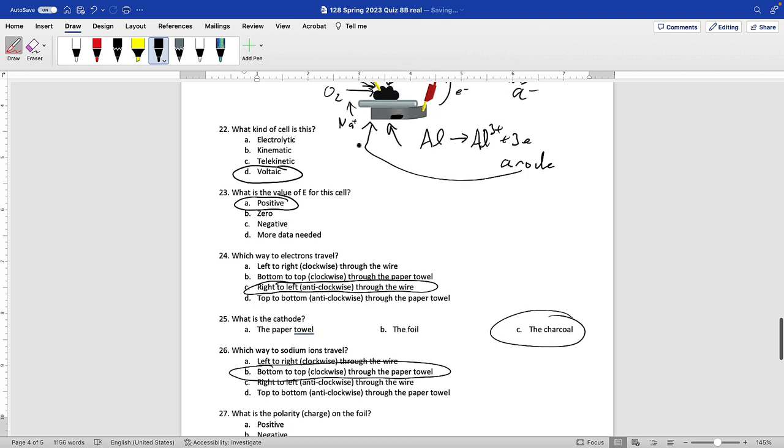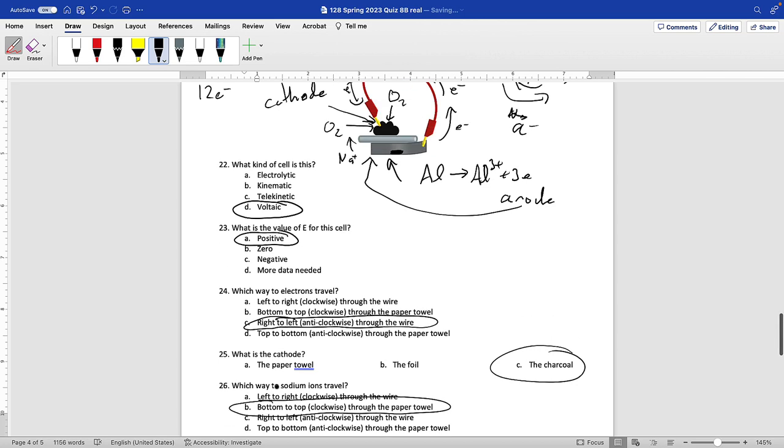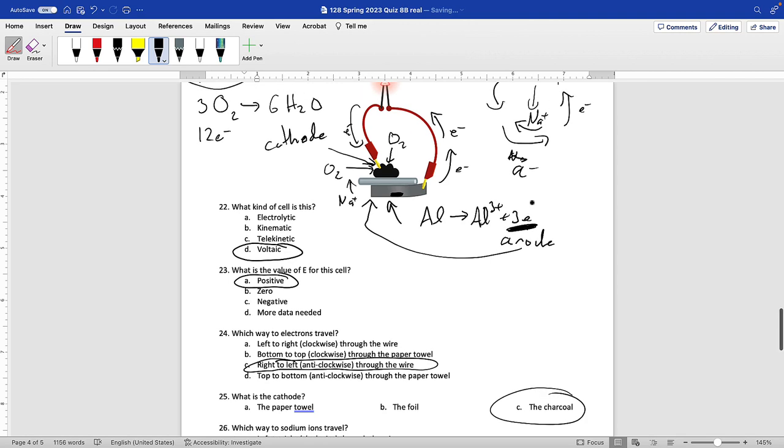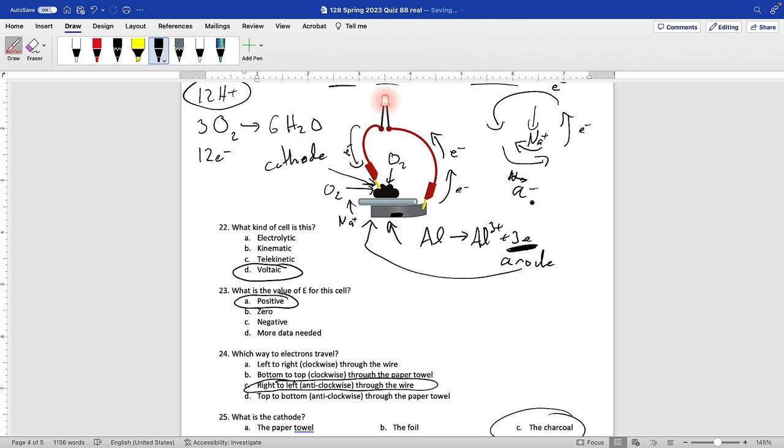And what's the charge on the foil? We already said that charge is negative because the anode reaction is dumping electrons onto the foil, and that's going to build up, and they're going to be repelled, and that's why they flow through the wire away from the anode.